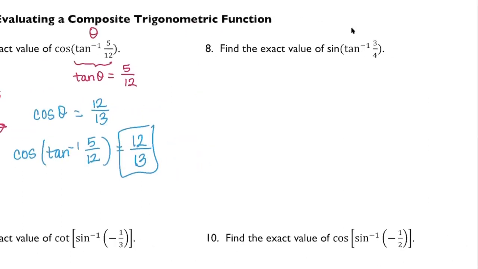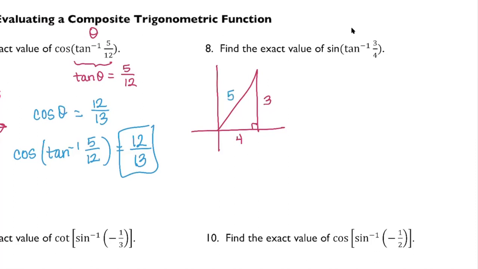Find the exact value of the sine of the tangent inverse of 3/4. Again, we only have quadrant 1 and quadrant 4 for tangent inverse. So if they're both positive, that means I have to be coming from quadrant 1. So once again, we're going to build our quadrant 1 triangle. It doesn't have to be to scale, obviously. So opposite 3, adjacent 4. Using the Pythagorean theorem, we figure out that the hypotenuse is 5. 3, 4, 5 is the Pythagorean triple.